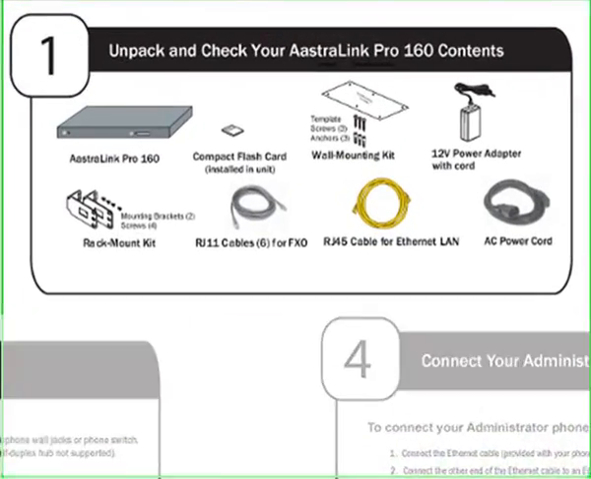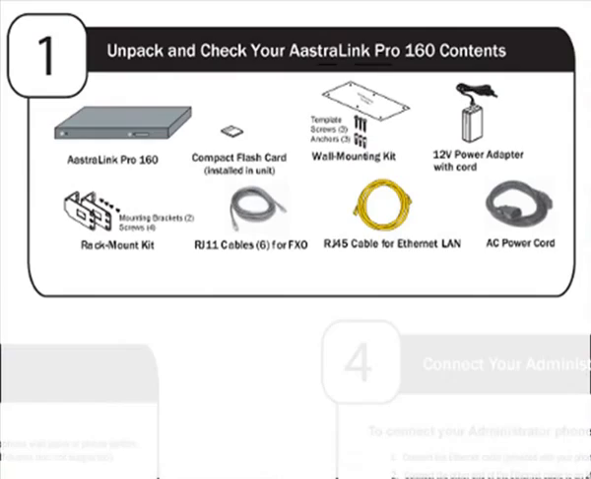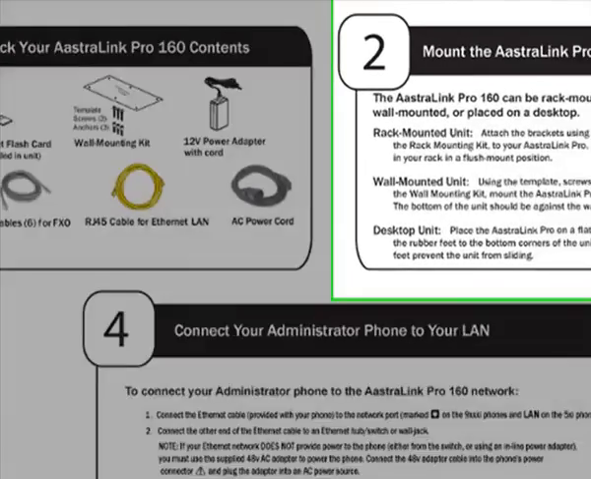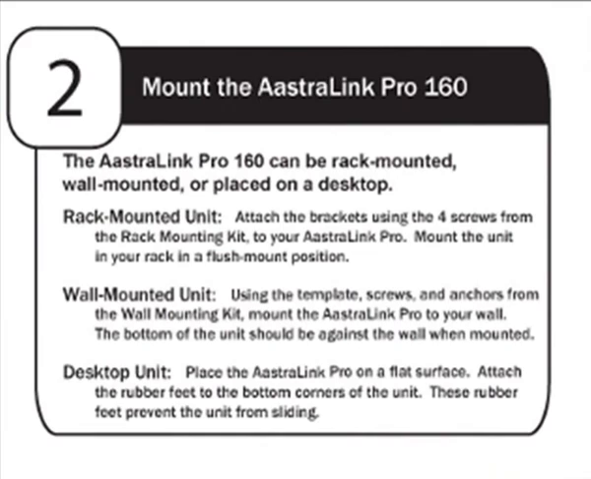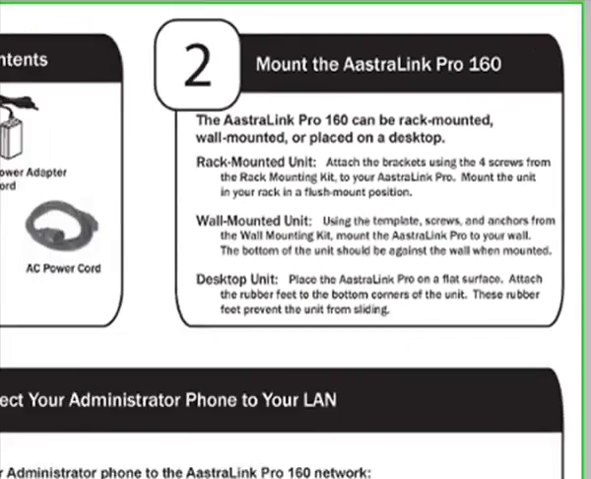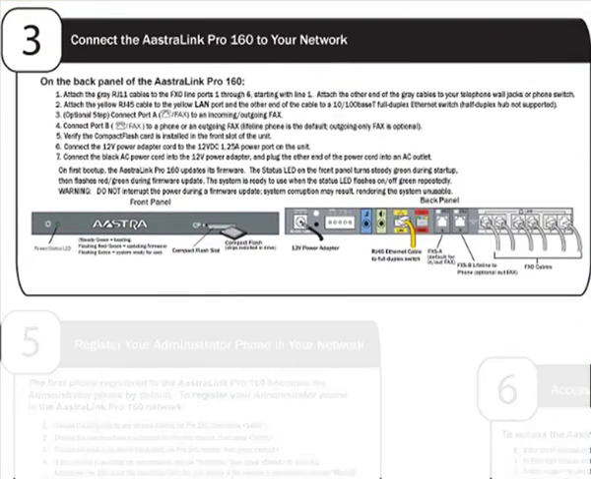Step 1. Unpack and check the contents. Step 2. Mount the base unit. It can be rack mounted, wall mounted, or placed on a desktop or table. Step 3. Connect the AastraLink Pro 160 to your network.